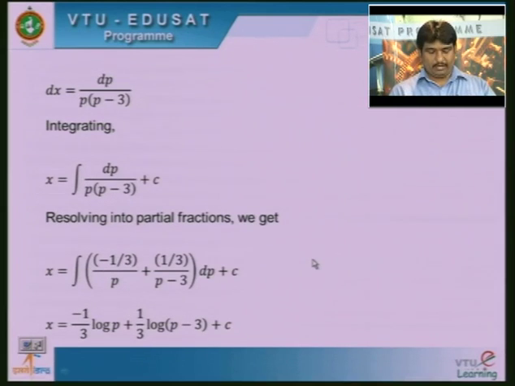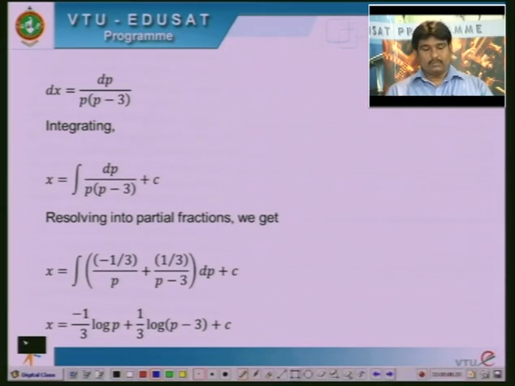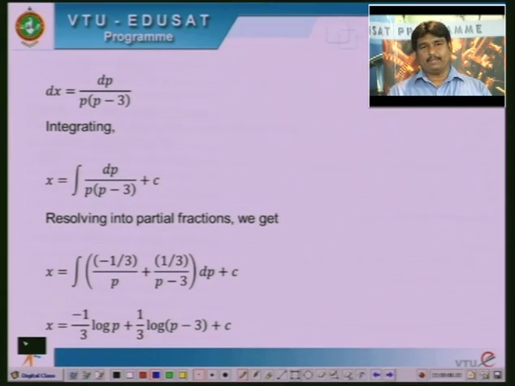Now separate the variables. dx equals to dp by p into p minus 3. Now integrate it. x equals to integration of dp by p into p minus 3, plus c. Now you resolve this using the technique of partial fractions. You have p into p minus 3, linear factors.